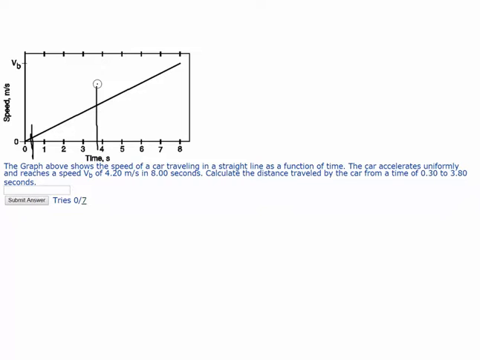Now, we're not covering it in this class, but one thing we can do is look at this and say, okay, the area underneath a curve is the distance covered, right? If we have speed versus time, the area underneath the speed versus time curve is the distance covered. So we could find the area underneath this, but we're not going to. We're going to use the equations that we have.